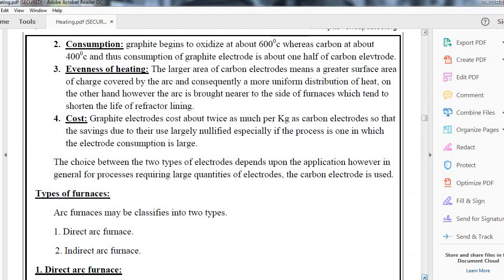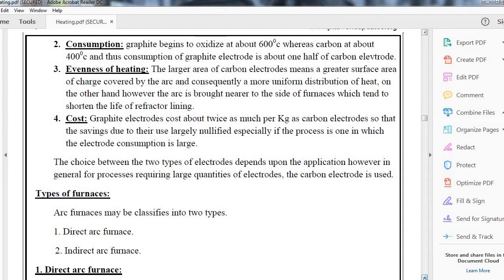Next point is cost. Graphite electrodes cost about twice as much per kg as carbon electrodes. So the saving due to the use of graphite is largely nullified, especially if the process is one in which the electrode consumption is large. Thus the choice between the two types of electrodes depends upon its application. However, in general, for processes requiring large quantities of electrodes, carbon electrodes are used.